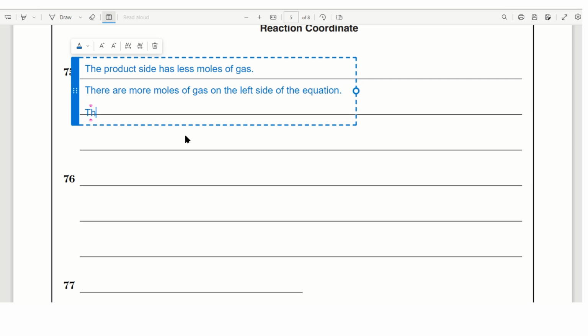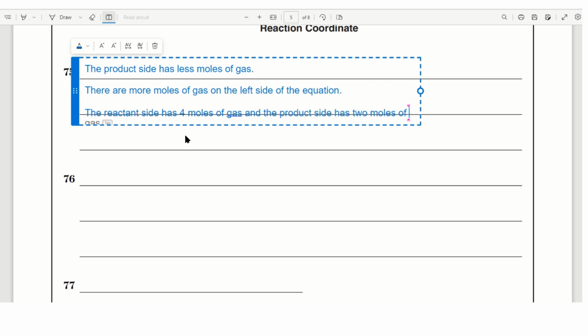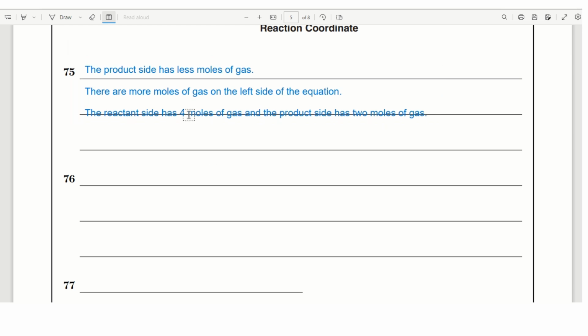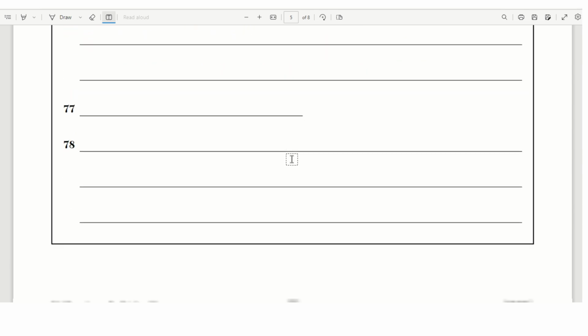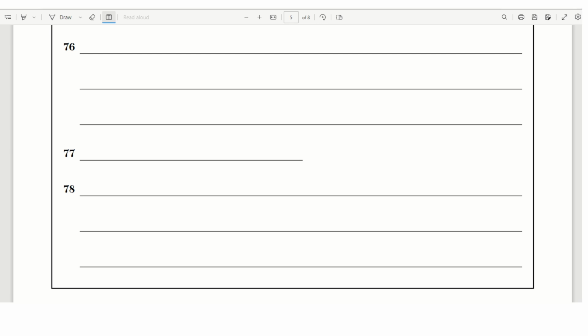You could say the reactant side has 4 moles of gas and the product side has 2 moles of gas. All right, so in some way I had to talk about moles of gas. Again, 3 acceptable answers. Please don't write 3, write 1.